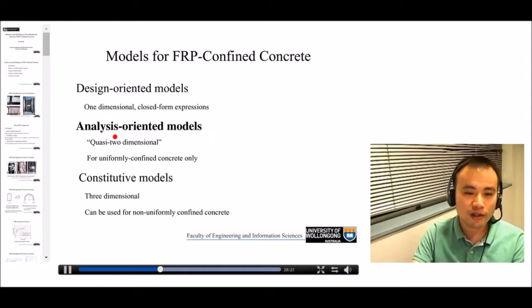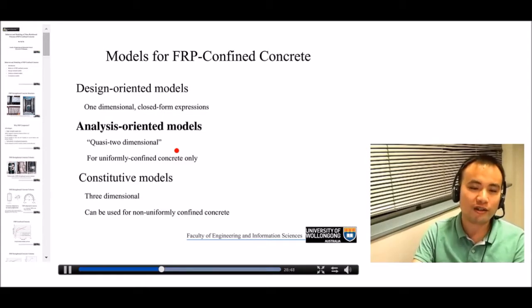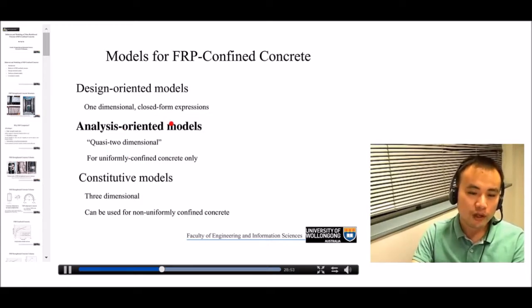Alright, that's the first category, which is design-oriented. Now let's move to the analysis-oriented model. So just now we said design models are basically one-dimensional models, but analysis models are typically quasi-two-dimensional. This means an analysis-oriented model not only predicts the axial stress-axial strain behavior, it also predicts the lateral expansion behavior of the concrete. But most of the existing analysis models work only for uniformly confined concrete, which means concrete in a circular column.